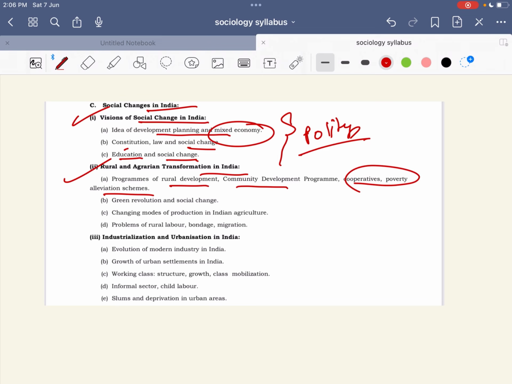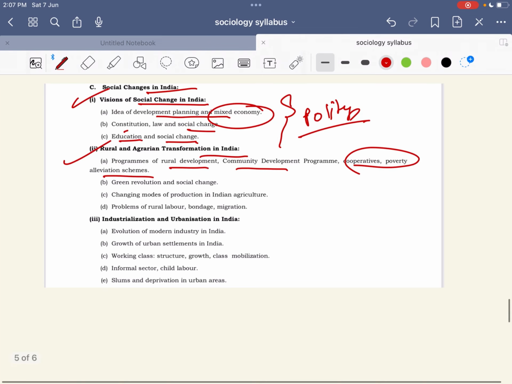See, poverty is a very important topic. Then there is the green revolution and social change. We have to study that: changing modes of production in Indian agriculture, how technology is coming into Indian agriculture and how society is changing. Then, problems of rural labor.